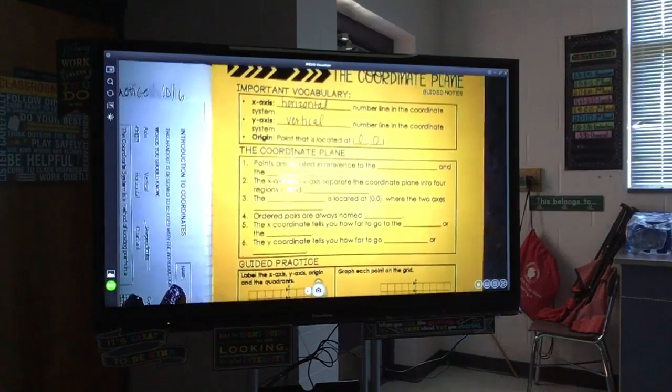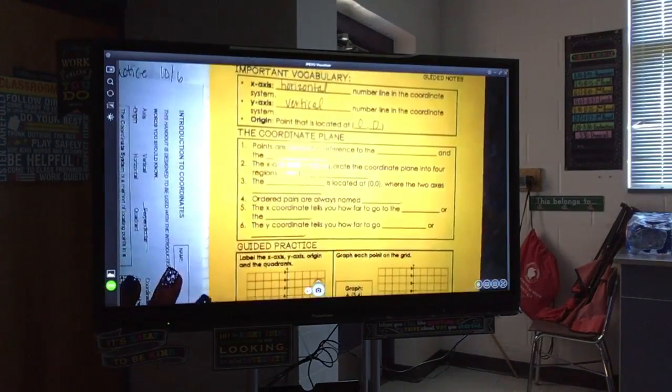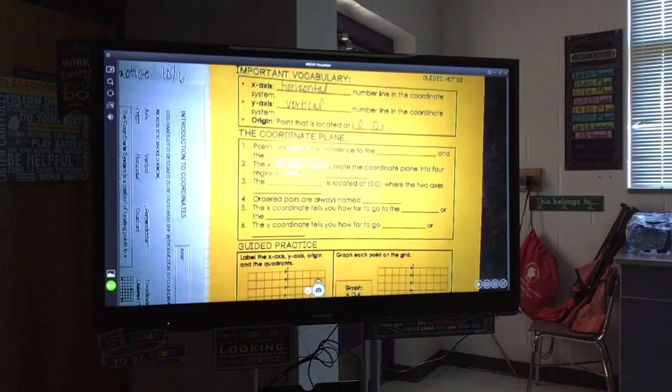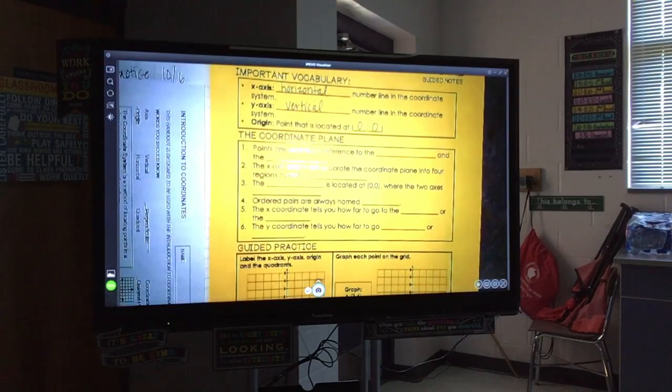Okay, the next part. It says points are located in reference to the blank and the blank. So think about how you plot a point. Which direction do you go first? Which direction do you go second? So that's kind of what we're filling in here, but we'll see what we come up with.